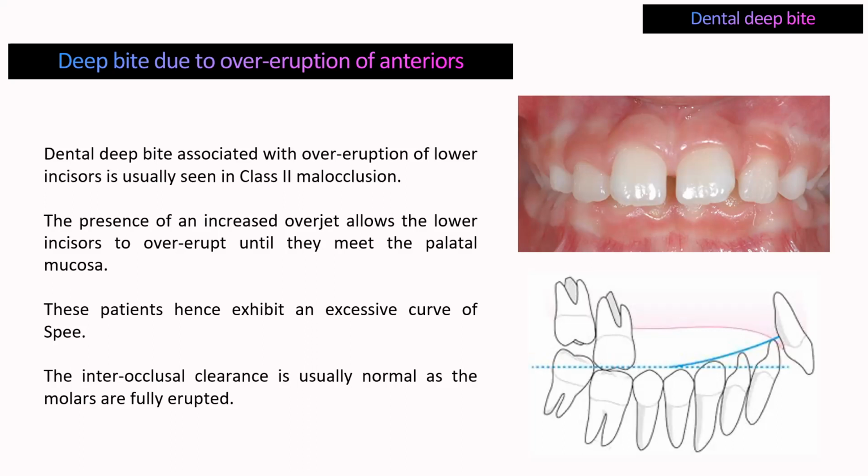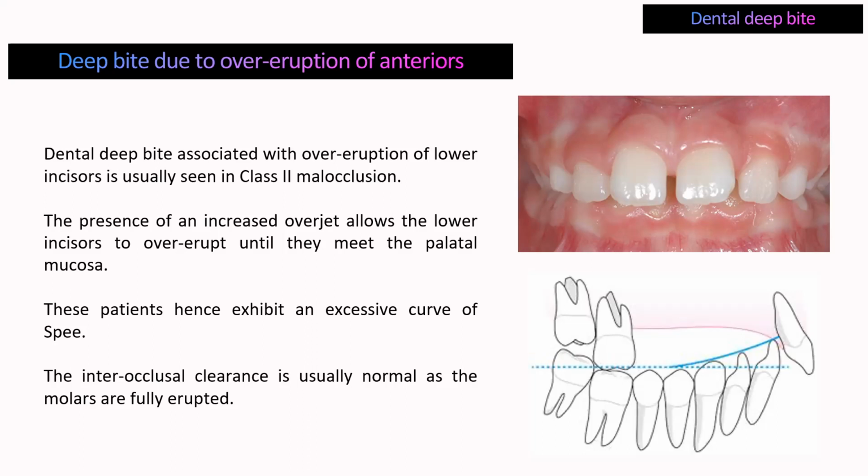So these incisors start extruding, they keep over erupting. That's how dental deep bite occurs due to over eruption of anteriors. So in class 2 cases, the chances are more.